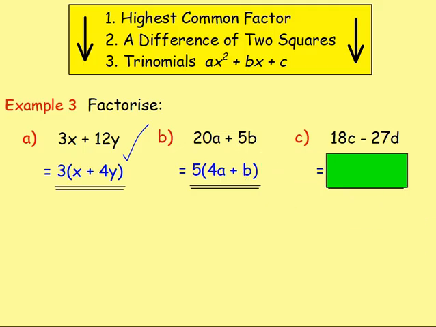Again, to check if you're right, what do you do? Multiply it out. Good. So 5 times 4a is 20a. 5 times b is 5b. That's what you started with. That's the right answer. Brilliant.